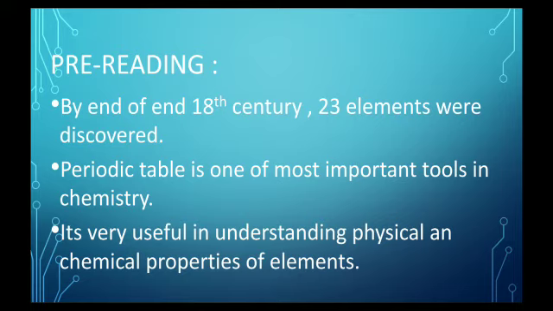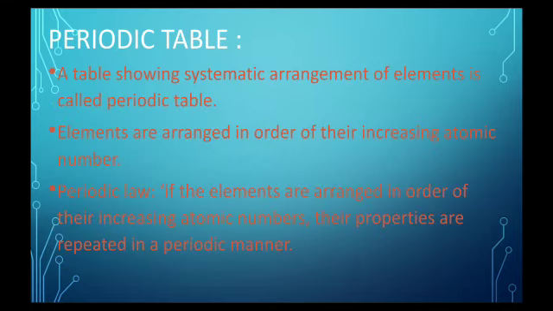By knowing the place of an element in the periodic table, we become able to find out its properties also. That's why this table is very important to know about the properties of different elements. Otherwise it's very difficult to remember the physical and chemical properties of all the elements. With the help of this periodic table, it becomes a bit easier. A table showing systematic arrangement of elements is called the periodic table.